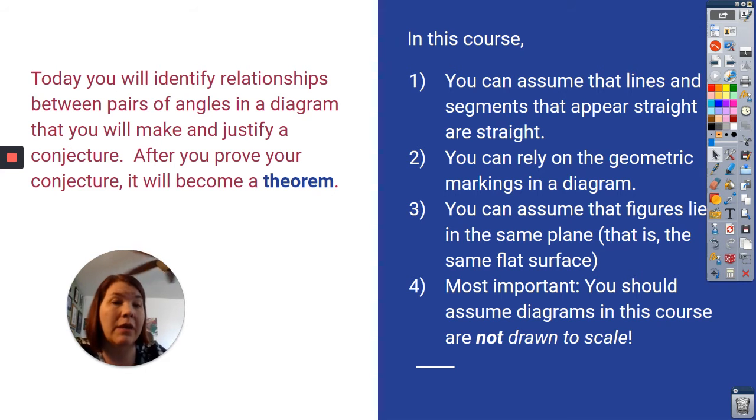All right, in this course, you can assume that any line or segment that looks like a straight line is a straight line. It's straight. They're not curving. You will make the assumption that they are straight.